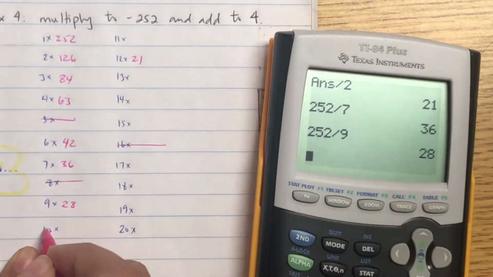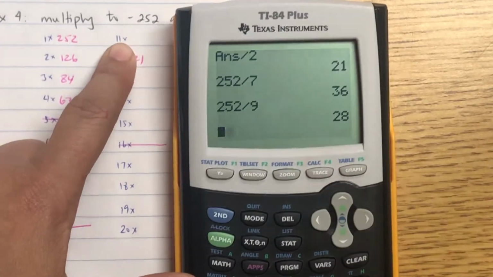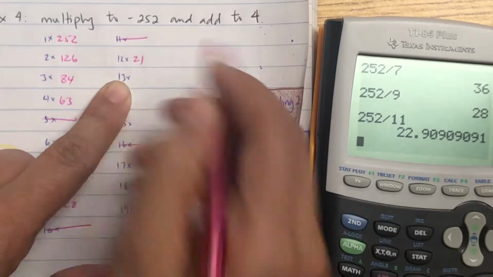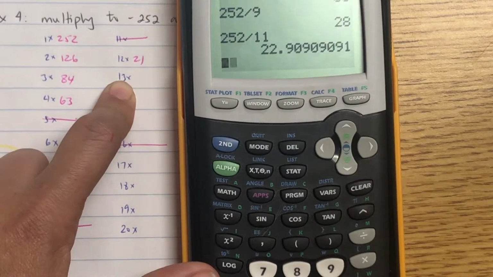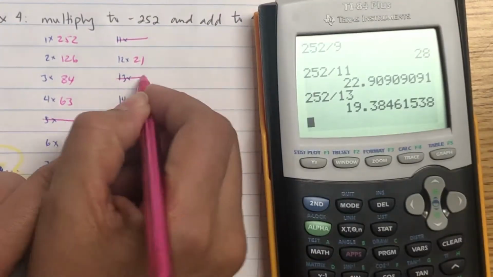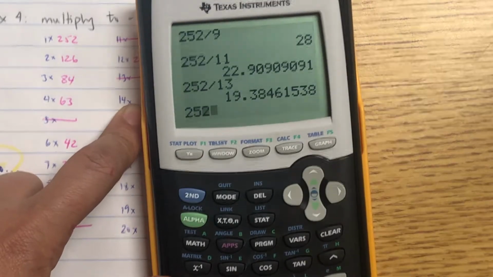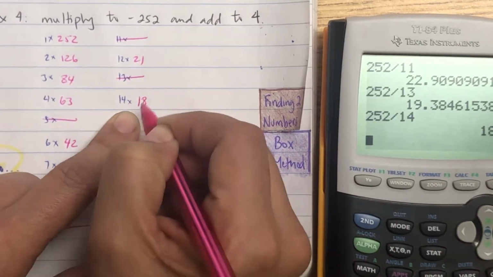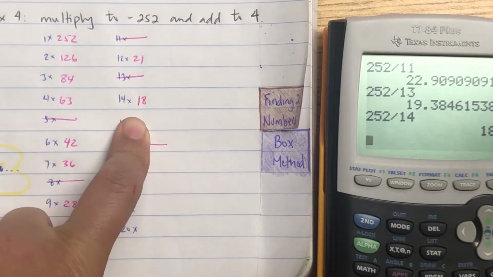10 doesn't go into it. 11, so 252 divided by 11. Decimal, so it doesn't work. 252 divided by 13. Decimal, so it doesn't work. 252 divided by 14. 18. Oh, we're close right here. All right, so the two numbers might be 14 and 18.